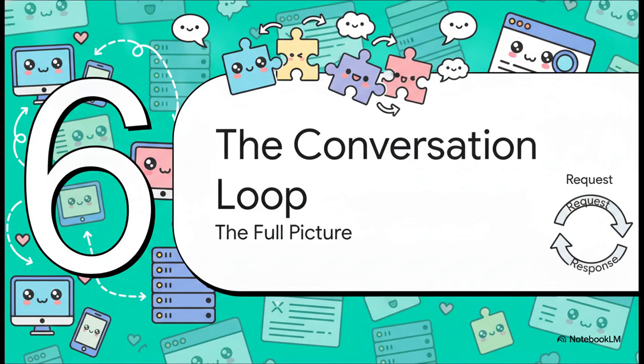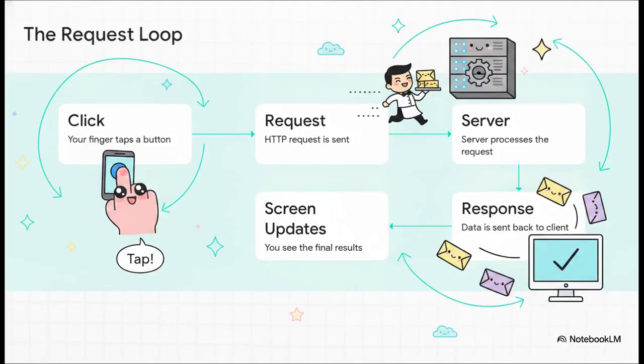Which leads us to our final section, Section 6, completing the conversation loop. The full picture. Let's tie this entire sequence together. Step 1, your finger clicks. Step 2, that physical action translates into a formatted HTTP request. Step 3, the server receives and processes that payload. Step 4, a response is beamed back. And Step 5, your screen updates.